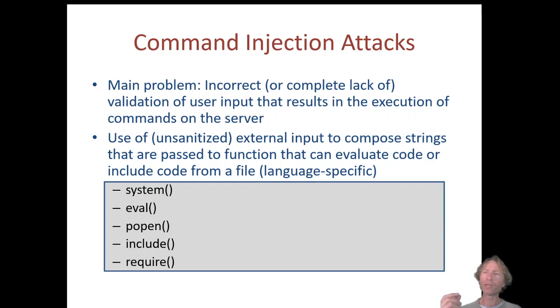But the point is that you're using untrusted and not properly sanitized external input to create essentially commands that are executed. For instance, for certain languages, it could be used in a system directive or in an eval or a popen or include or require. Now, we're going to look at some of these examples in a minute. But first, as usual, we will start with the most basic attack of this sort.